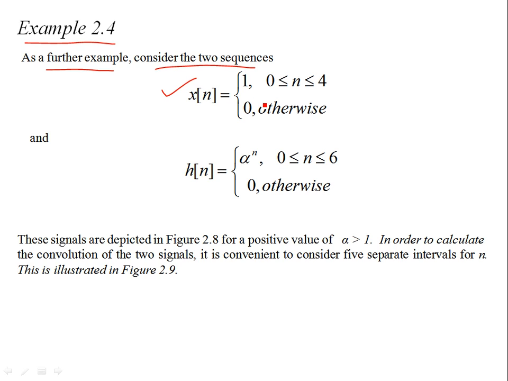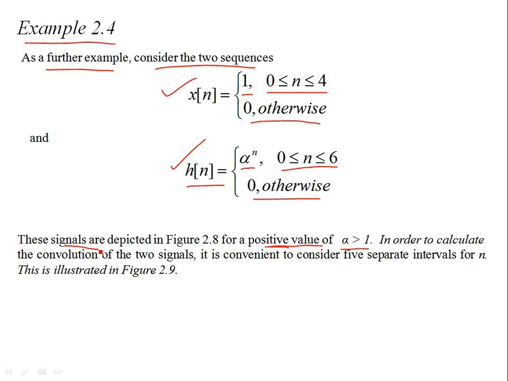The first sequence is x of n, the input to the system, and it's a finite length sequence, so it exists from 0 to 4. All the samples are unity, and it's 0 otherwise. The impulse sequence is also given, h of n, which is alpha to the n, where alpha is positive and its magnitude is greater than 1. Therefore, it's a growing exponential from 0 to 6. Both sequences are of finite duration. Other than the indicated durations, they are 0.